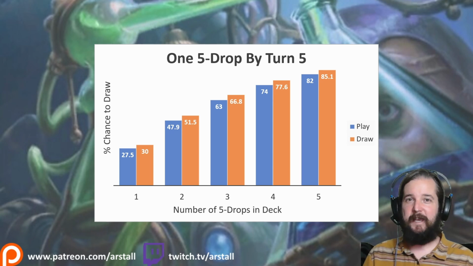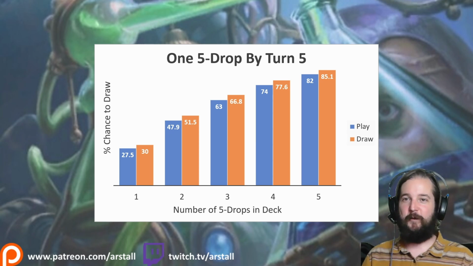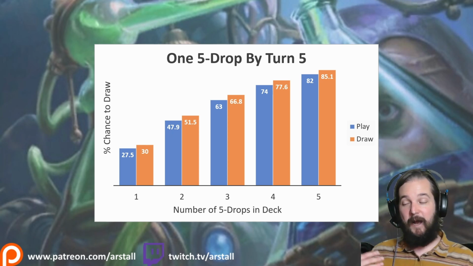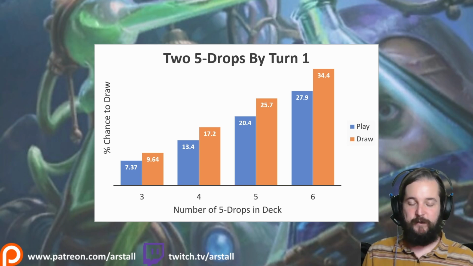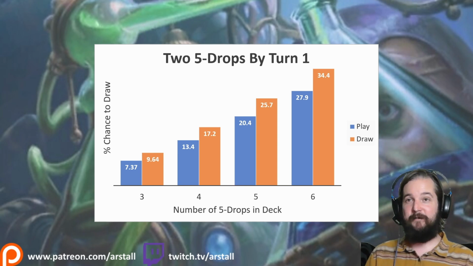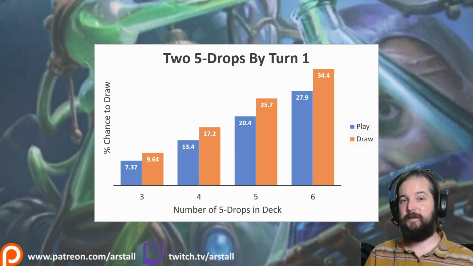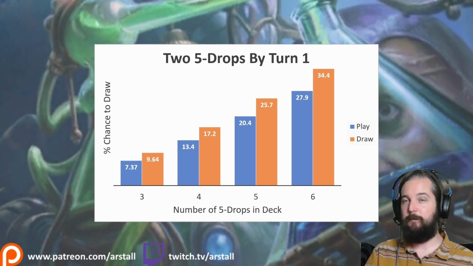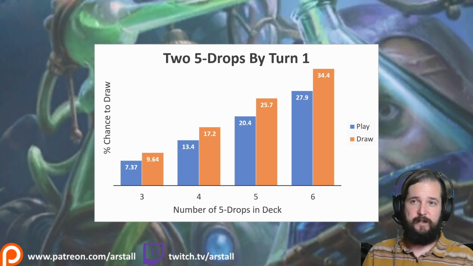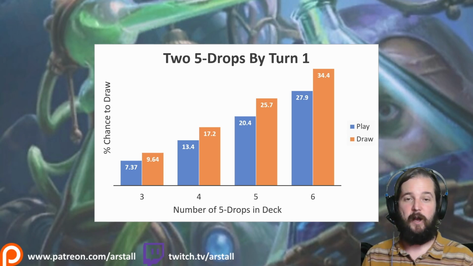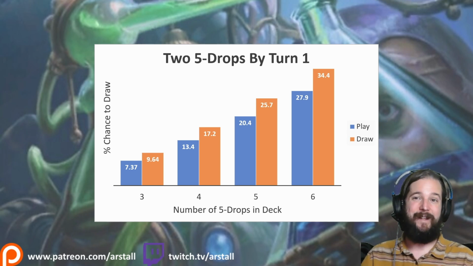And then you can repeat this same process for 1 5-drop by turn 5. For the 80%, you would need 5 5-drops. But the limiting factor on top of the mana is that you also don't want a whole bunch of 5-drops in your opening hand, because if most of the matches are over by turn 5, those can just be dead cards sitting in your hand for the entire game. So what you want to do is calculate the chances that you will have 2 5-drops in your opening hand.